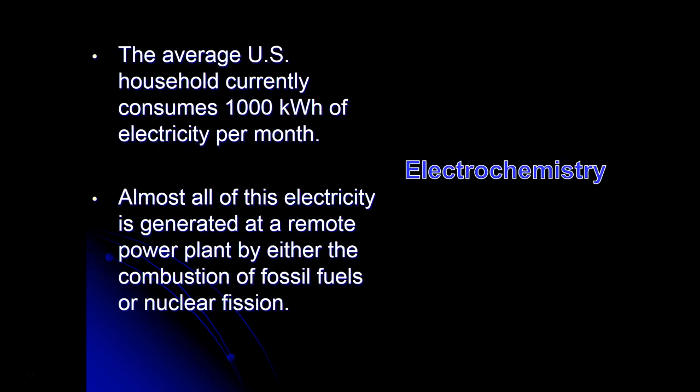Now, here's some numbers for you to put it in perspective. The average U.S. household currently consumes 1,000 kilowatt-hours of electricity per month. That's kind of mind-boggling. Almost all of this electricity is generated at a remote power plant from either the combustion of fossil fuels or nuclear fission.